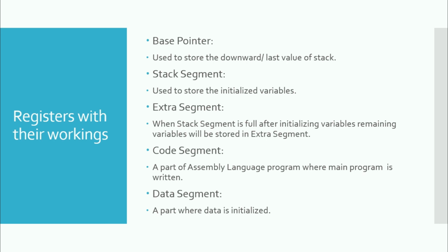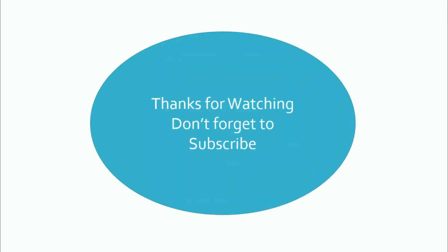And then the code segment, a part of the assembly language program where the main program is written. All assembly instructions are written in this portion. And the data segment, a part where data is initialized. You can say that variables are initialized here. The processor can fetch data from this segment, and initializing happens in this segment. So that's the working of our 14 registers.